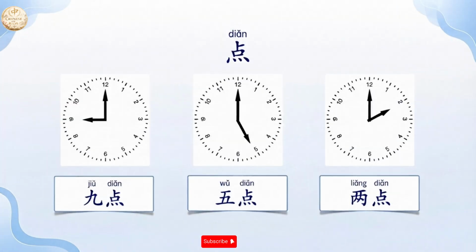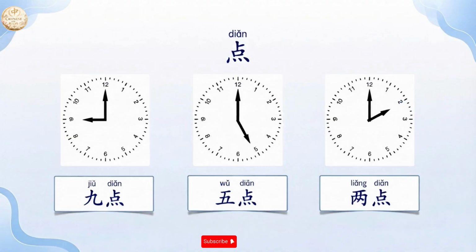The first word we are going to look at is dian. Dian means o'clock. If you want to say a time which is something o'clock exactly with no extra minutes, you just say the number and you add the dian, the hanzi dian. Let's look at the example 9 o'clock, 9点, 5 o'clock, 5点, and the 2 o'clock, 2点.